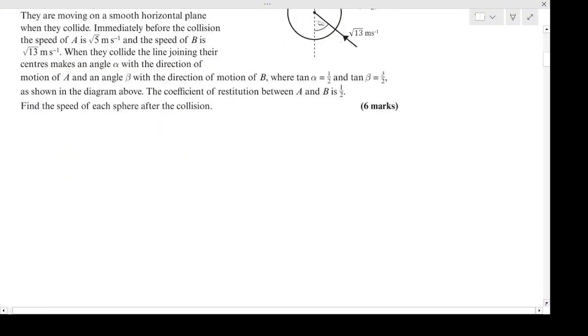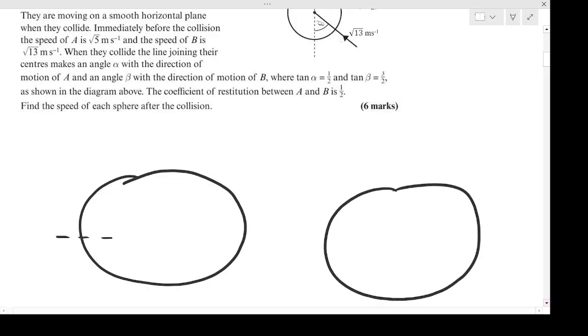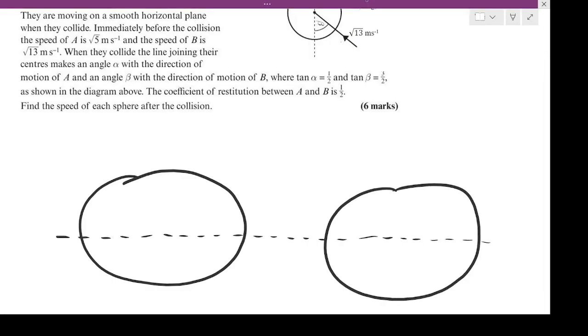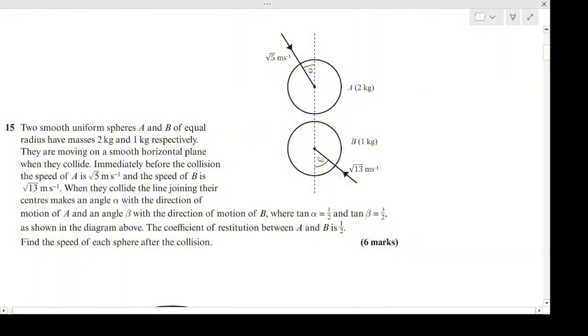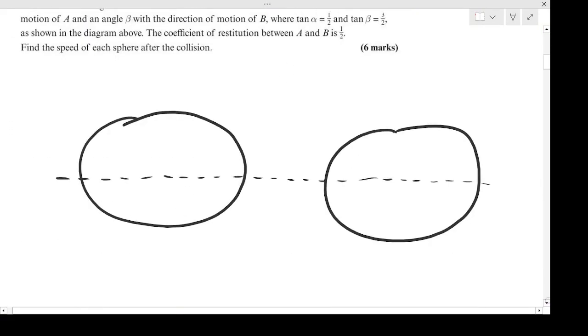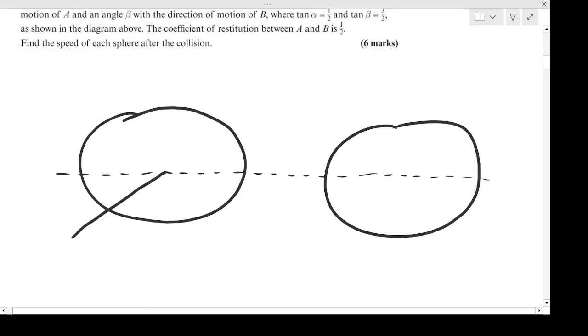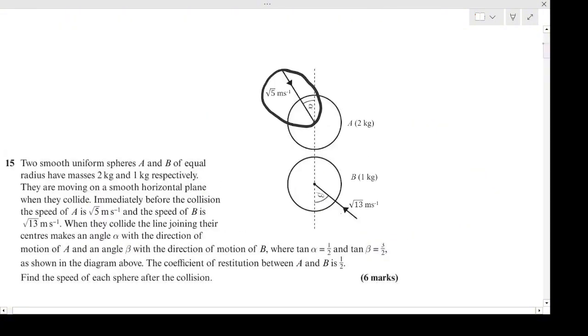So again, I've got my two spheres A and B. So this is now horizontally. So my line of centers is here. I'm literally just going to convert and switch it from vertical to horizontal. Now, if you can visualize then, it's going to look like that vertically. Hopefully you can see then, we can say it's going to alternatively approach like that at an angle alpha with speed √5, okay? Hopefully happy with that.